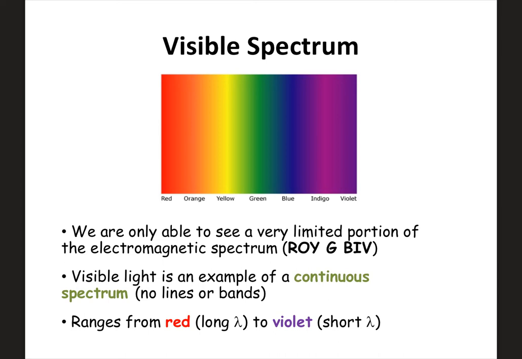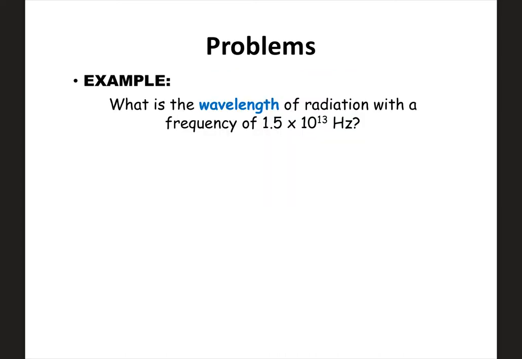Visible light is an example of a continuous spectrum, which basically means that there's no gaps, there's no lines or bands. It just kind of blends one color right into the next, and it goes from red, which would be the longer wavelength, therefore the lower frequency, lower in energy, and violet, which would be the shorter wavelength, therefore the higher frequency, higher energy. So you definitely need to know about the energy, frequency, and wavelength for the red and violet regions. Now we're ready to try a problem here.